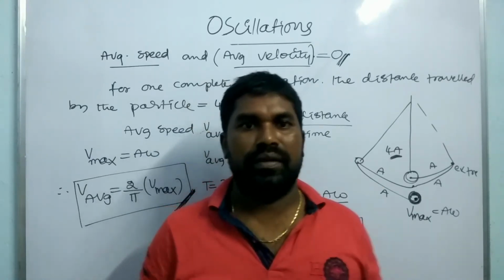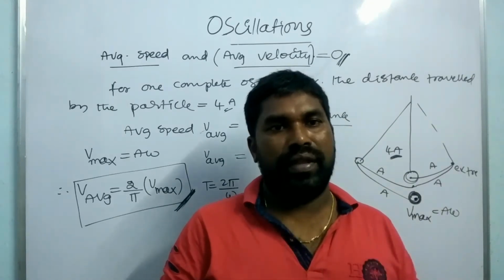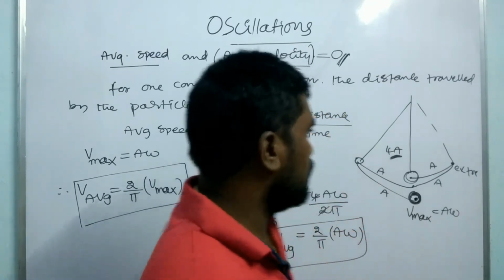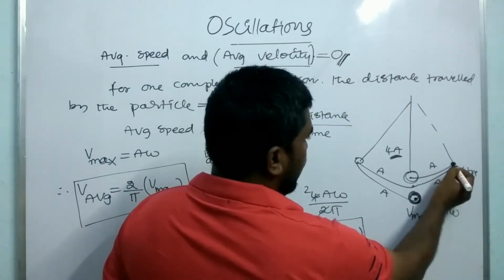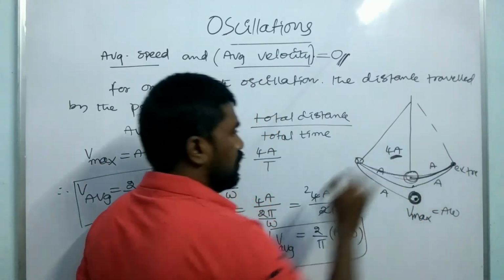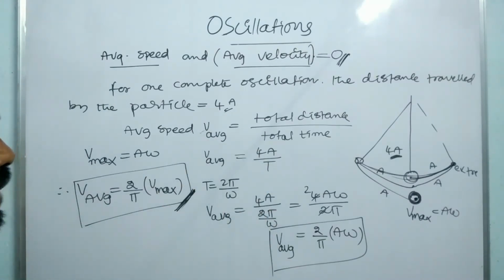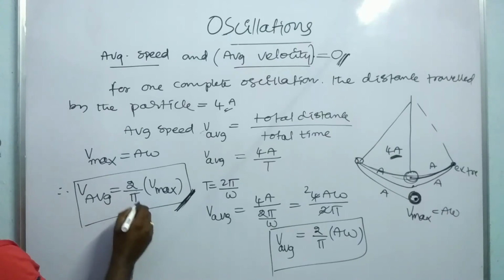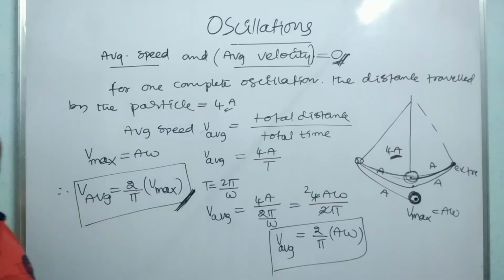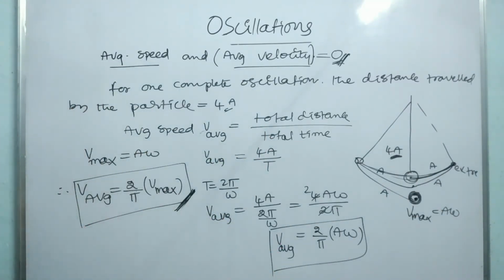So here there is no displacement, but the path distance, or the distance covered by the particle, is 4a, right? So here the path length should be measured as the distance from one extreme to another extreme. That is the path of the particle. Okay. So here the average speed is 2 by pi V maximum. Average velocity is equal to 0. Why? Because the displacement at the mean position is equal to 0. X is equal to 0.